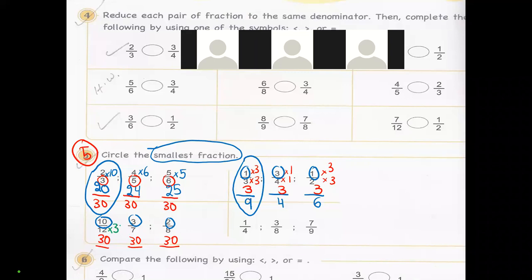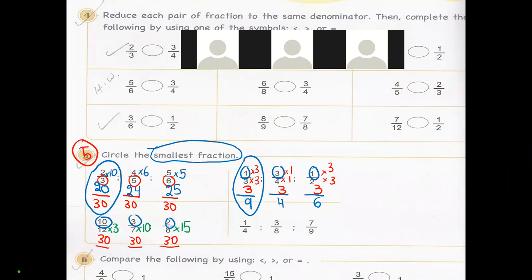Okay, the second one. Jad, please listen. In the second one, Majid, which number in table 3 gives us 30? 10. And the third one, which number in table 2 gives us 30? 15. Bravo, Majid. Excellent.